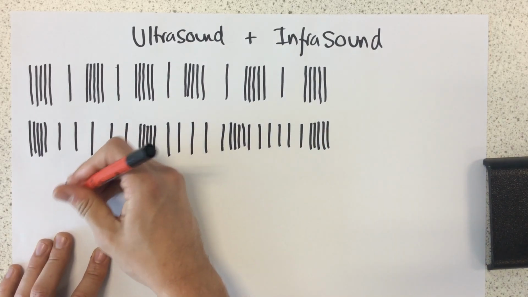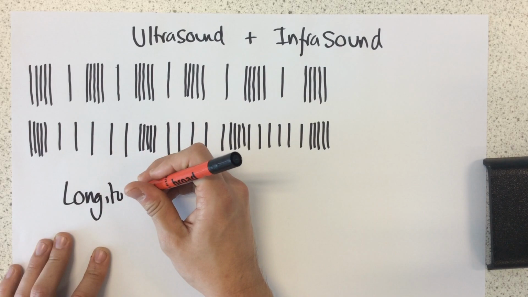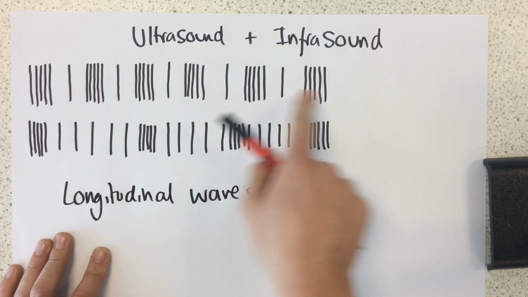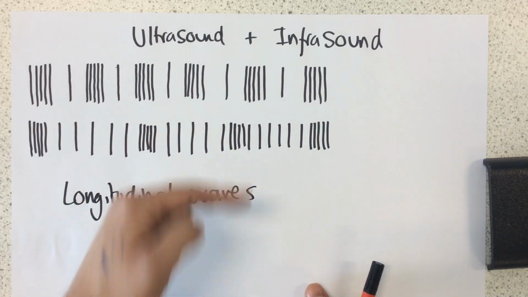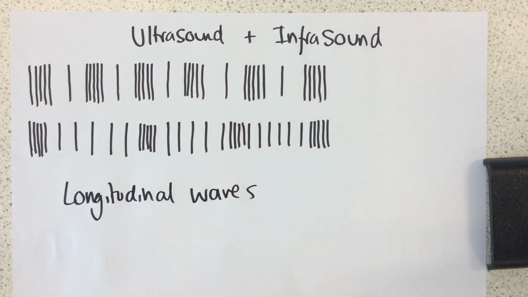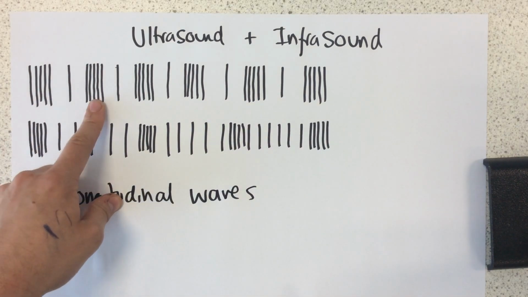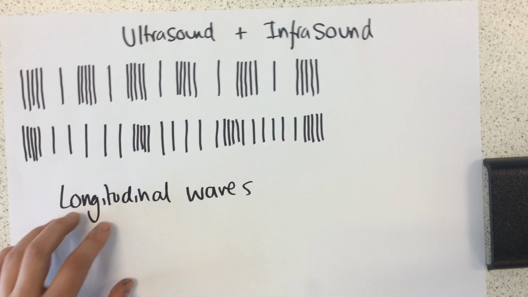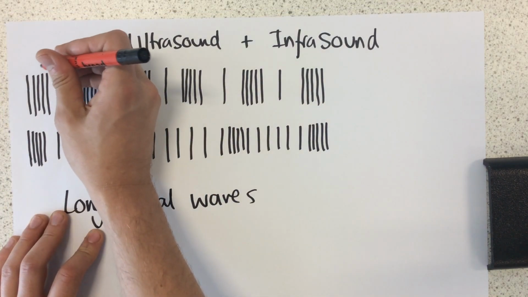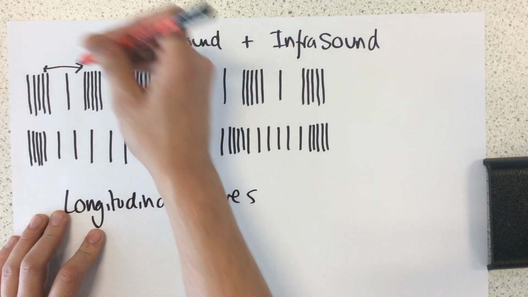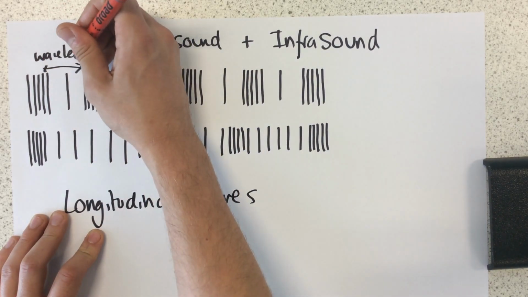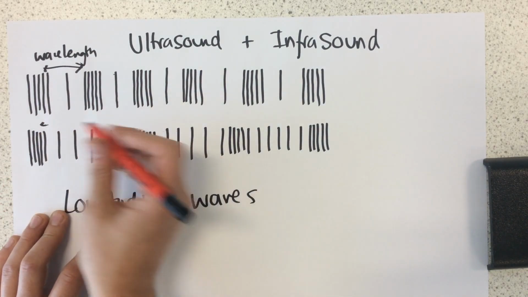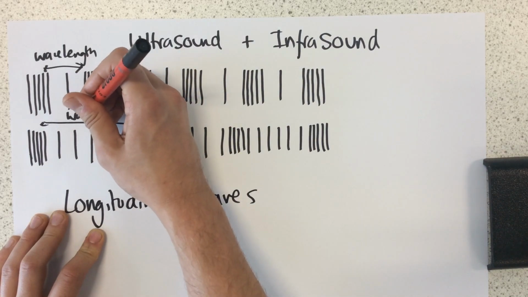So just to recap, sound waves are longitudinal waves. This means that the direction of the vibrations is the same direction that the wave is traveling. So they're in the same direction. Now, what we can see here is there are different compressions in either wave. On this top wave, we can measure the wavelength, which is the distance between these different compressions. The wavelength for the top one is quite short, whereas the wavelength for the bottom one is quite long.